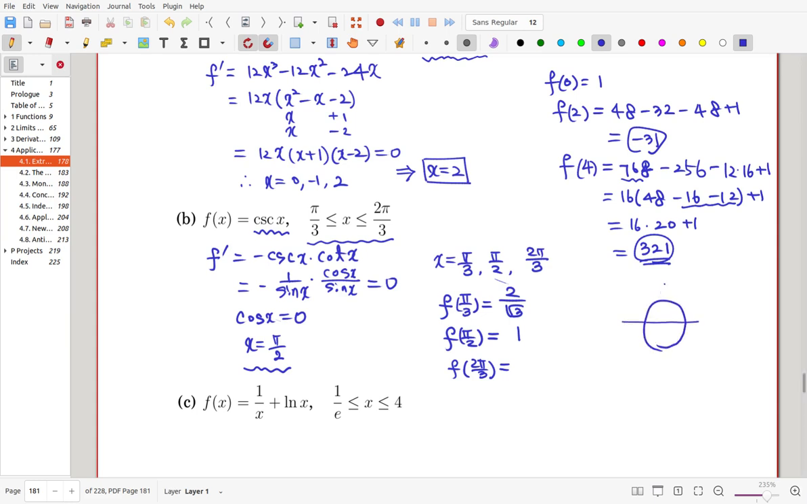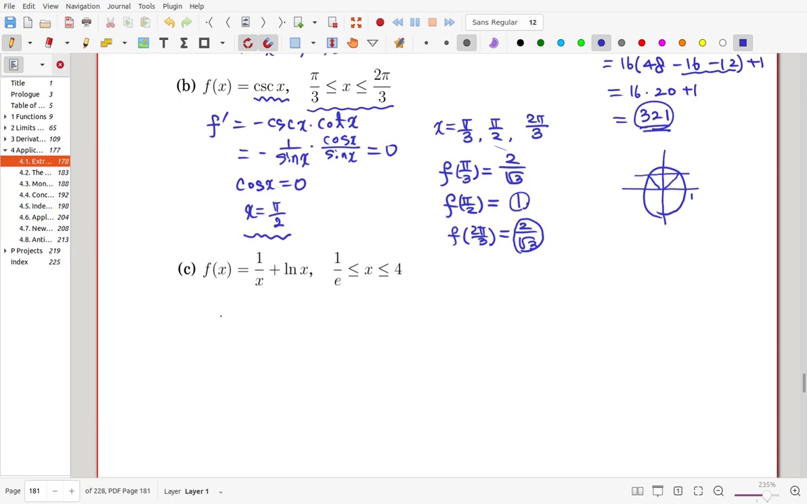Let's look at it pictorially. If you make a circle of radius 1, then pi over 3 and 2 pi over 3 are at the same height. The sine is the height component, so eventually you get 2 over square root of 3. Okay, the global minimum is 1, and the global maximum is 2 over square root of 3.